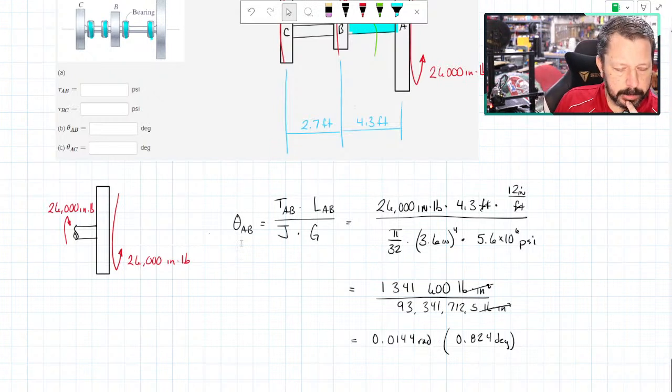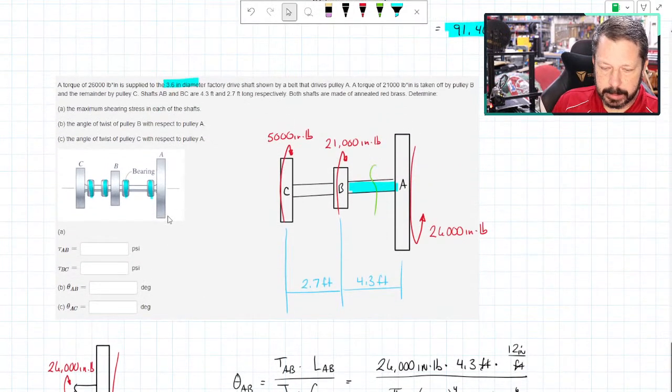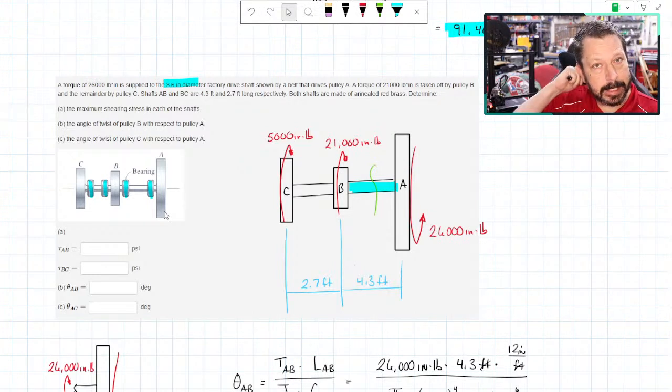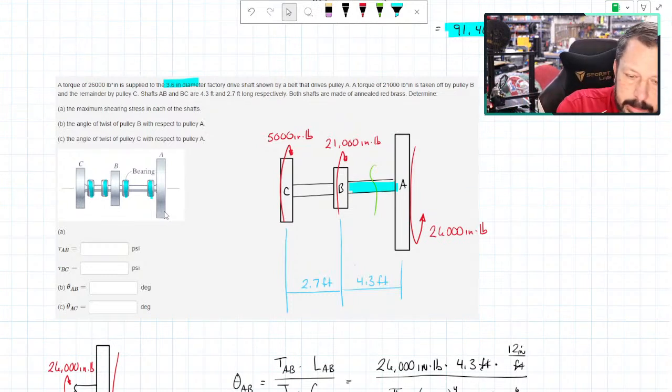The other thing it wants is theta AC. So looking at my labels, AC is the change in twist from one end to the other end. So how we do this is the same way we did total change in length for axial deformation. You do one section at a time and then add up all of the sections. So we need to go over here and do section BC.